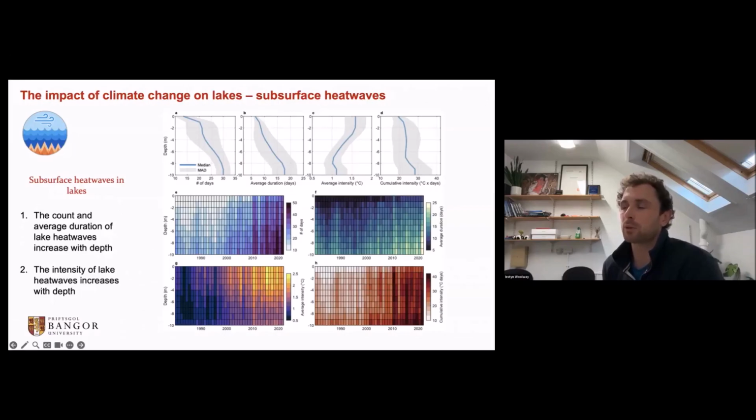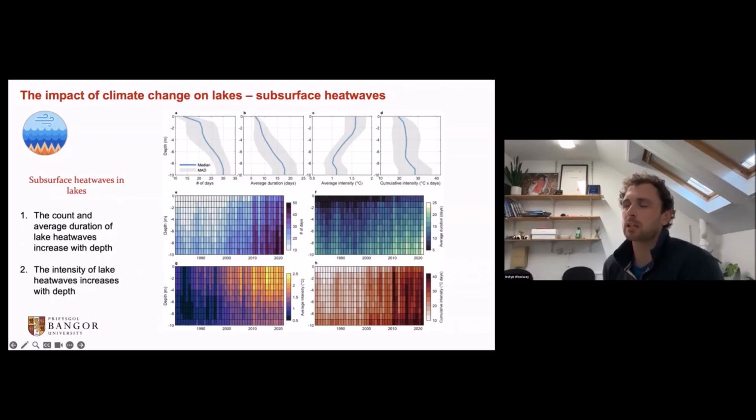But these profiles here represent changes in heat waves going from the surface, which is the top of the y-axis, to the deeper regions, which is at the bottom. Okay. Some of the key results that we found from this work is that the number of days of lake heat waves actually increases as you move down into the water column.